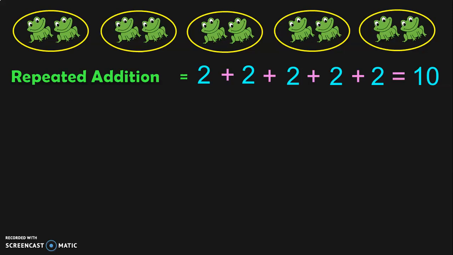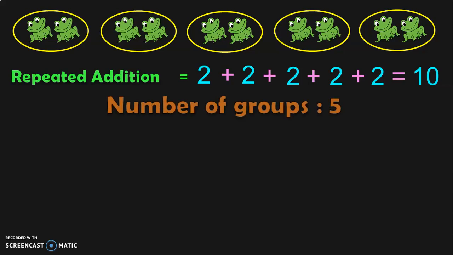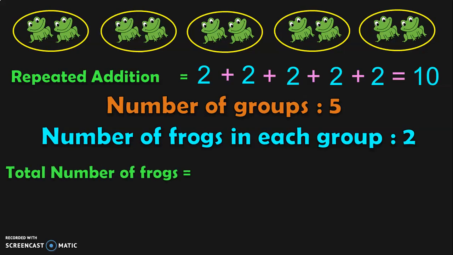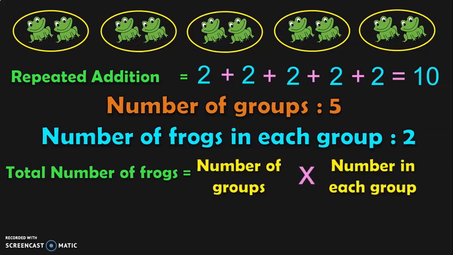Let us verify this using the multiplication statement also. Number of groups is 5. Number of frogs in each group is 2. What is the formula to find the total number of frogs? Number of groups into number in each group. So 5 into 2, which will give you the same answer, 10.